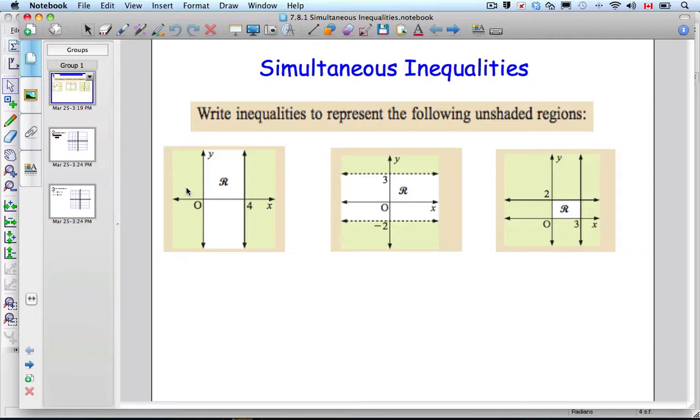Okay, so we have to write inequalities for these situations to represent the following unshaded regions. So we always shade the stuff we want to get rid of, we eliminate it. Everything we're throwing away. Right.